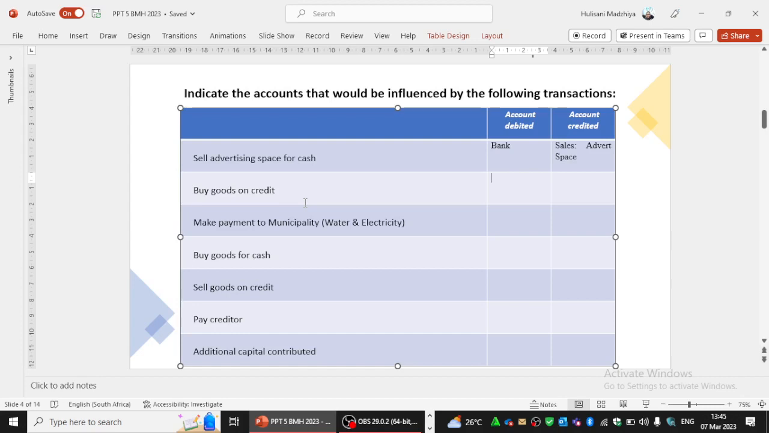So therefore the account that will be debited is going to be the water and electricity. It's an expense, and expenses increase on the debit side. So therefore we're going to have water and electricity being debited. And then on this side we said bank. Under this one we said accounts payable. And then here we said the account was inventory.